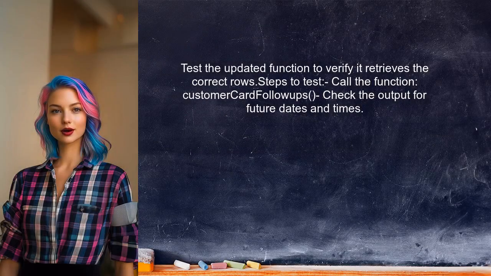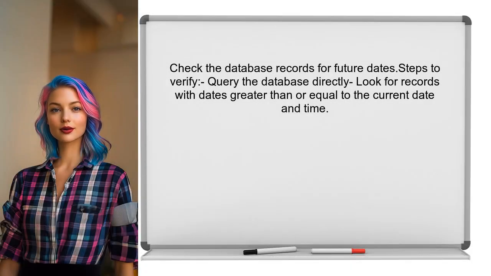After making these changes, the user should test the function to see if it now retrieves the expected rows. They can do this by checking the output of the function. If the user still encounters issues, they should check the database records to ensure there are indeed future dates available. This will help confirm if the problem lies in the data or the query.